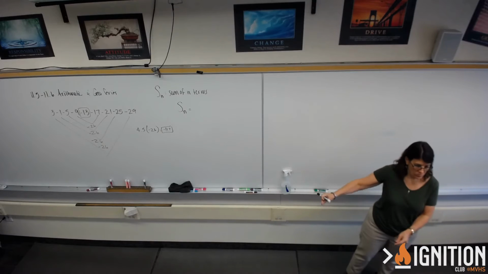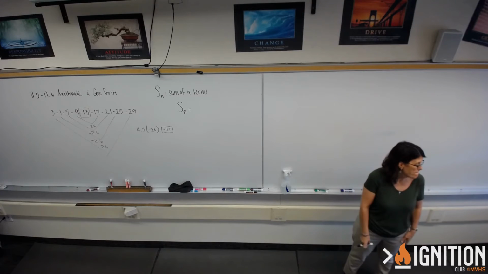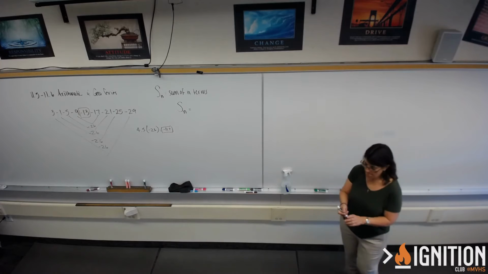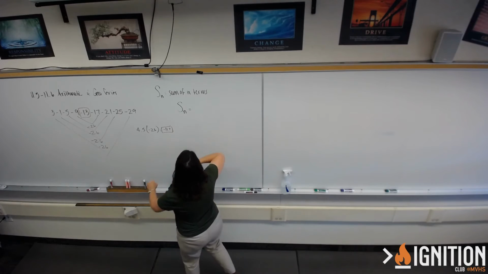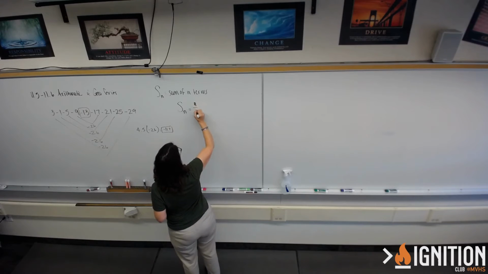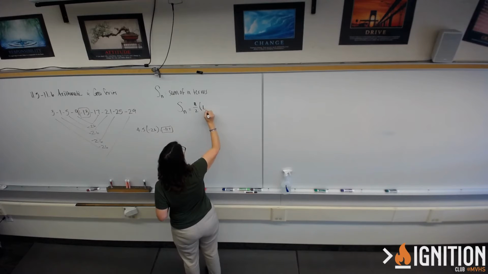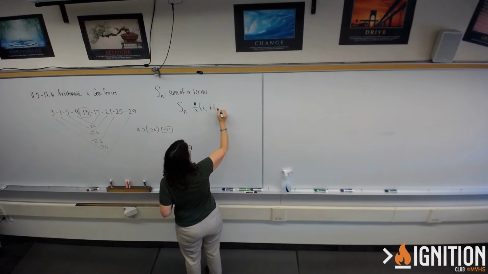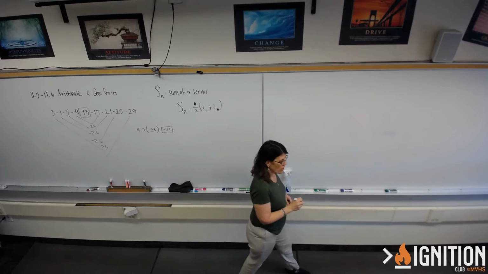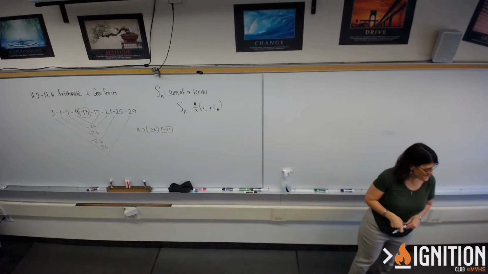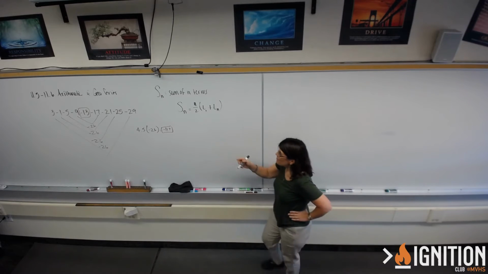I think I got it. n divided by 2 times t1 plus t sub n. Yeah, that's what Nate came up with. Did you look in the book? No, I'm smart. What's n represent?